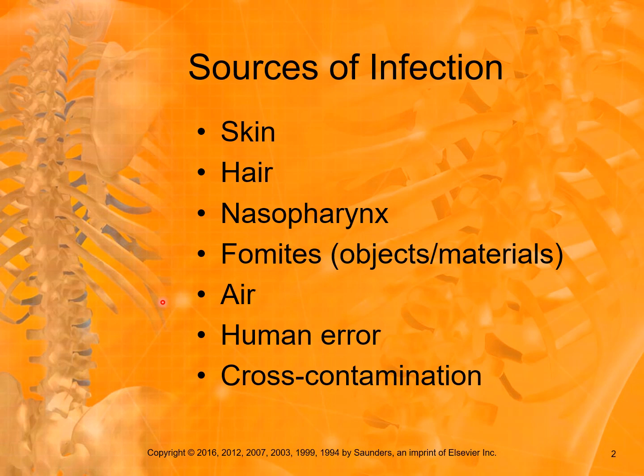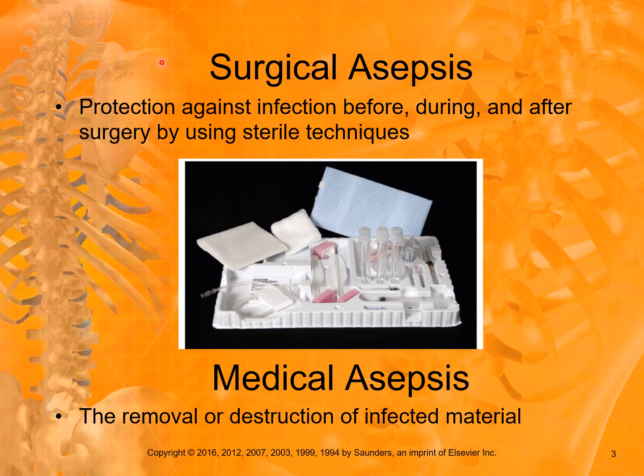Anything in the air. So that's why there are reverse flow air conditioning systems in hospitals, to prevent human air cross contamination. Surgical asepsis is protecting everything from infection during surgical procedures. Medical asepsis is what we do on a regular basis for the removal or destruction of infected material.